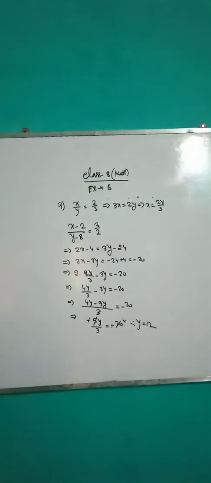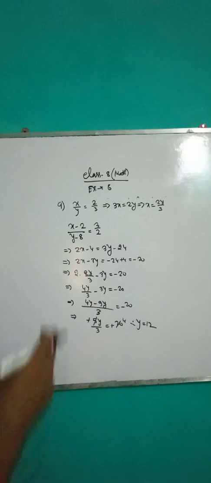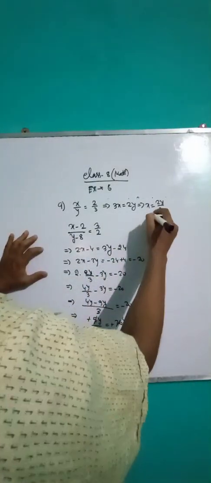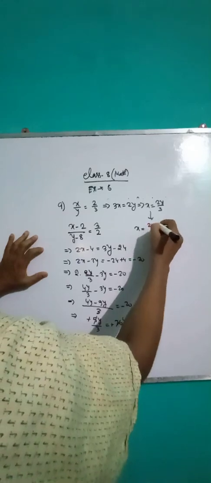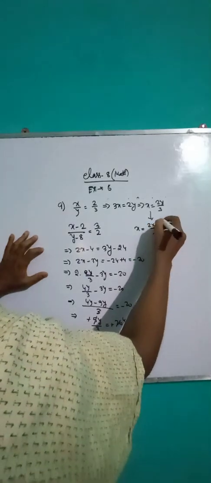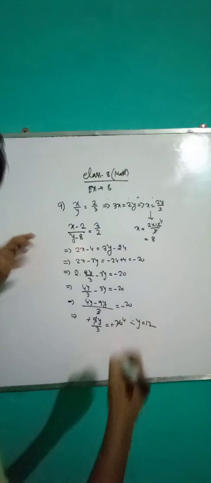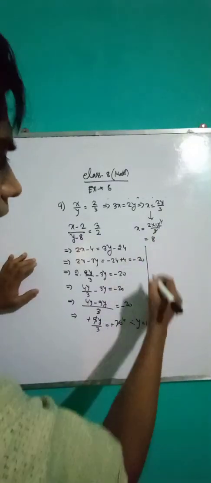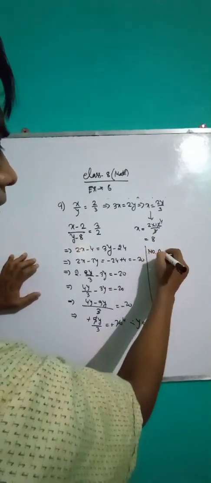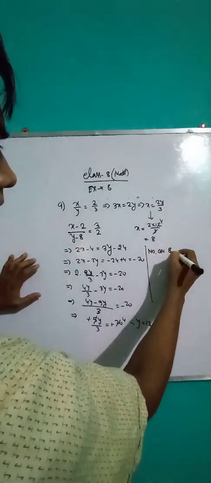So whenever you get the y value as 12, now put the value here. Then you get from here the x value: 2 into 12 by 3, 3 4s, that is 8. So the question asks, find the numbers. So you can write in this way: numbers are 8 and 12.